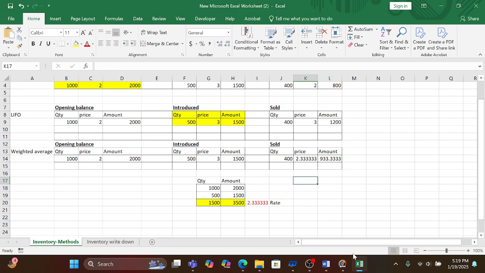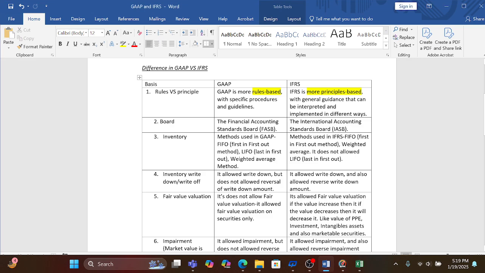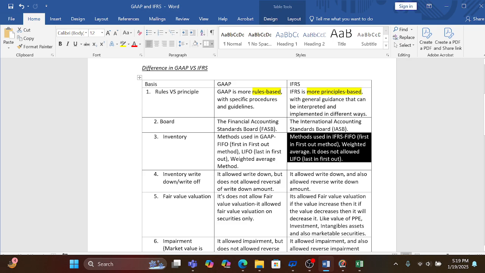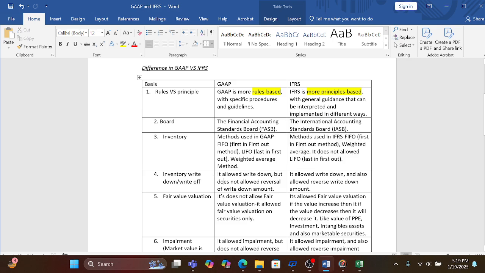$933.33. So I hope it will help you to understand what is meant by FIFO, LIFO and weighted average. Under GAAP, FIFO, LIFO and weighted average are allowed, but IFRS does not allow the LIFO method. It prohibits the LIFO method. I hope it is understandable for you guys.